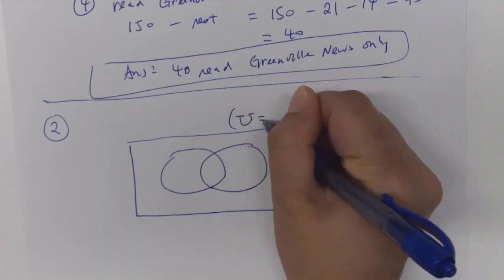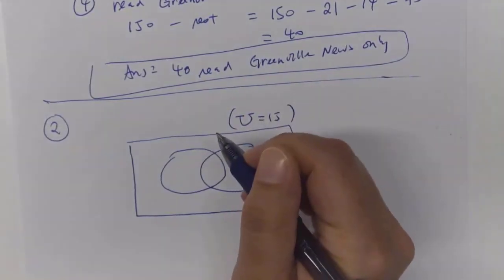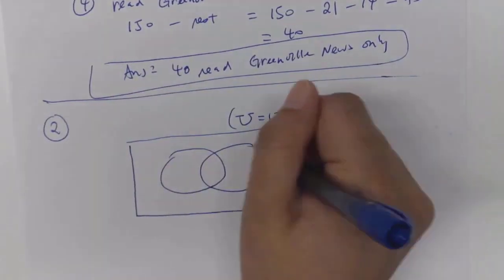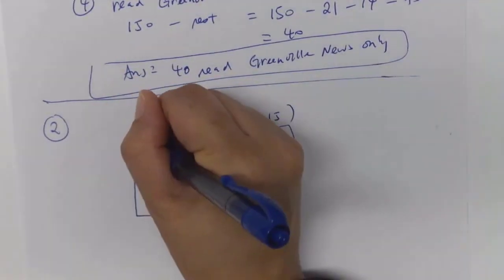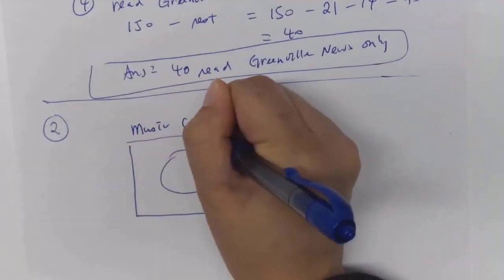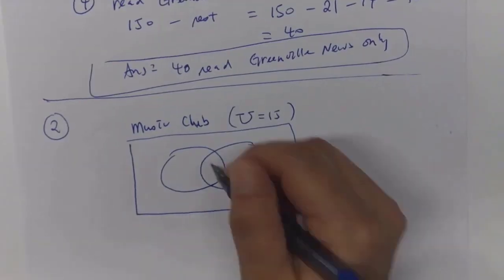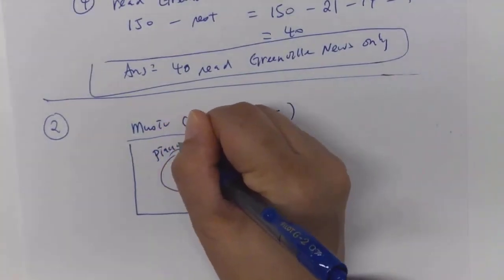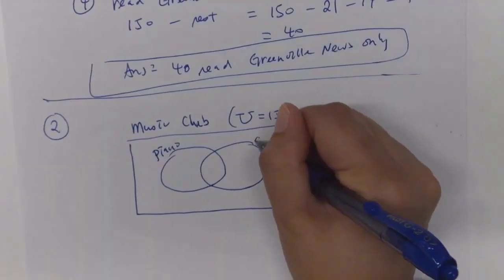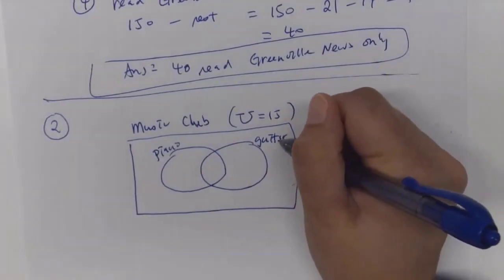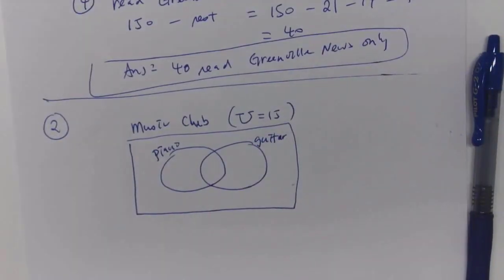And what is that about? 15 music. What is this box about? Music club with 15. Circle. One is about playing piano, Piano. The other one? Guitar, Guitar. Okay, just spelling for myself. Okay, so what can I put down?